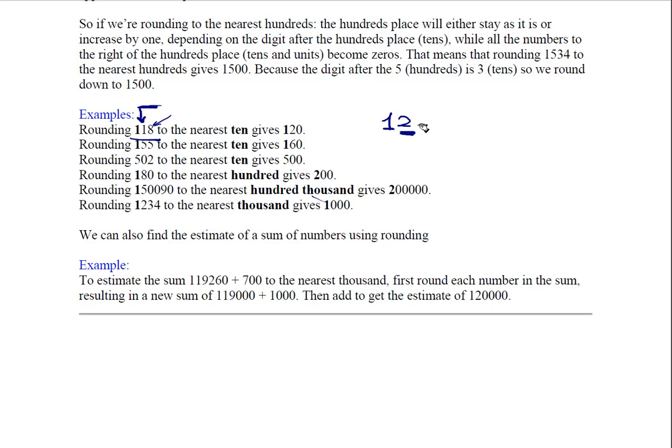Now, if we look at the next one, rounding 155 to the nearest 10 gives 160. Same thing as the one before. Third one, rounding 502 to the nearest 10 gives 500. Okay, let's take another one.